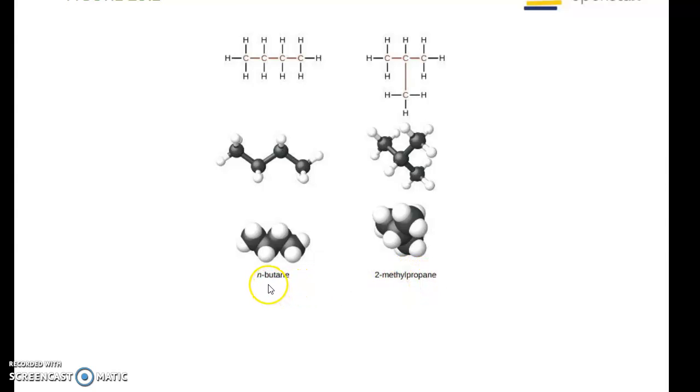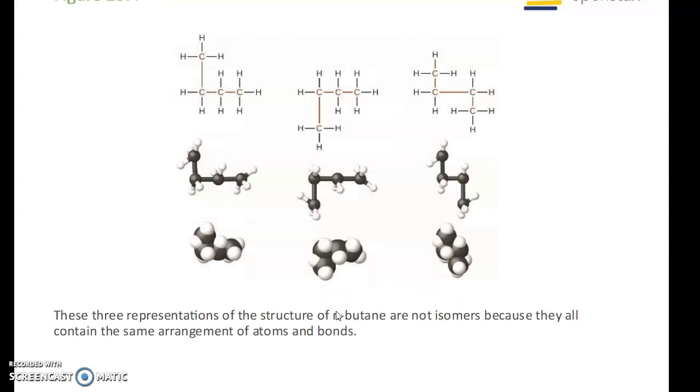And this is just n-butane. These are isomers of each other. But you can see how quite different their names are, and their properties are going to be very different as well. Here, you've got 3 representations of exactly the same thing.